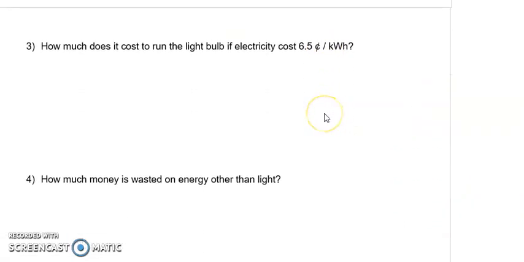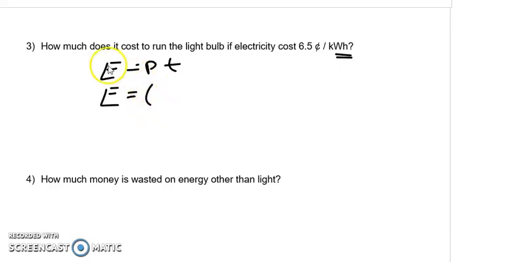Okay, taking a look at the next one. How much does it cost to run the light bulb if electricity costs 6.5 cents per kilowatt hour? Well, remembering that, again, energy is equal to power times time, but we're looking for the amount of energy in kilowatt hours. Now, we have done this before, both in grade 8 as well as a little in grade 9 already.